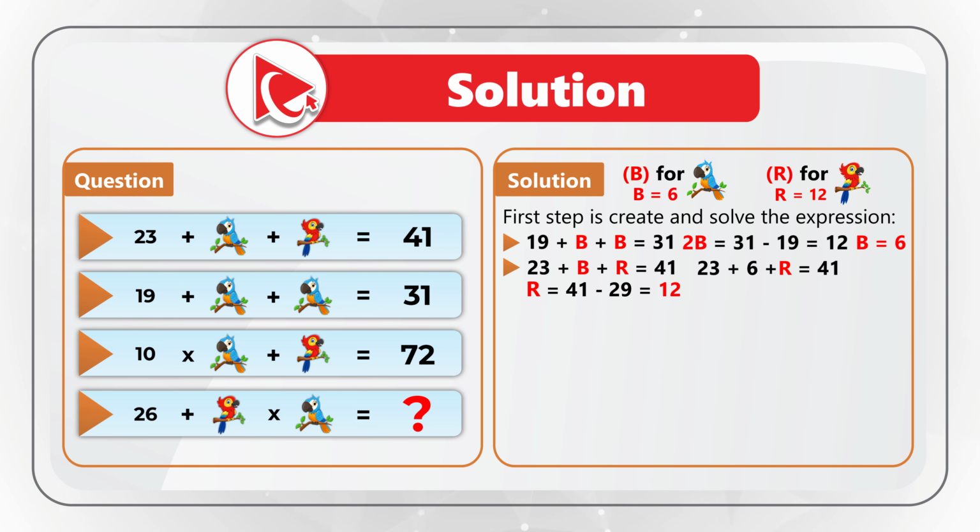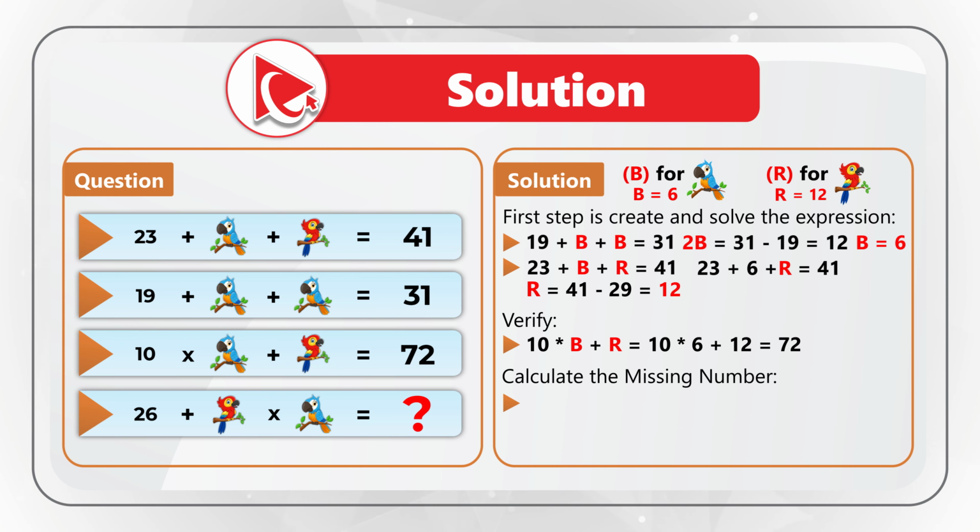Technically, we don't even need a third expression, because having the first and second expressions allows us to solve both variables. But let's use the third expression to verify that our calculations are correct. 10 multiplied by blue parrot B plus red parrot R equals 10 multiplied by 6 plus 12. 10 multiplied by 6 equals 60. 60 plus 12 equals 72. Now it's time to calculate the missing number.